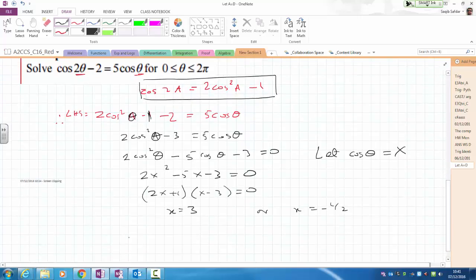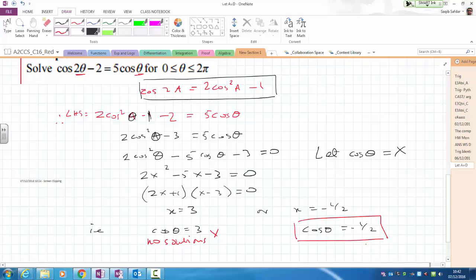If we now substitute our cos back in, cos theta equals 3, or cos theta equals minus a half. Now, what's the problem with cos theta equals 3? Do you get a cos graph where the amplitude is 3? Can you get that? Right, so this has no solutions. It's not valid. So the only one we've got then is cos theta equals minus a half.